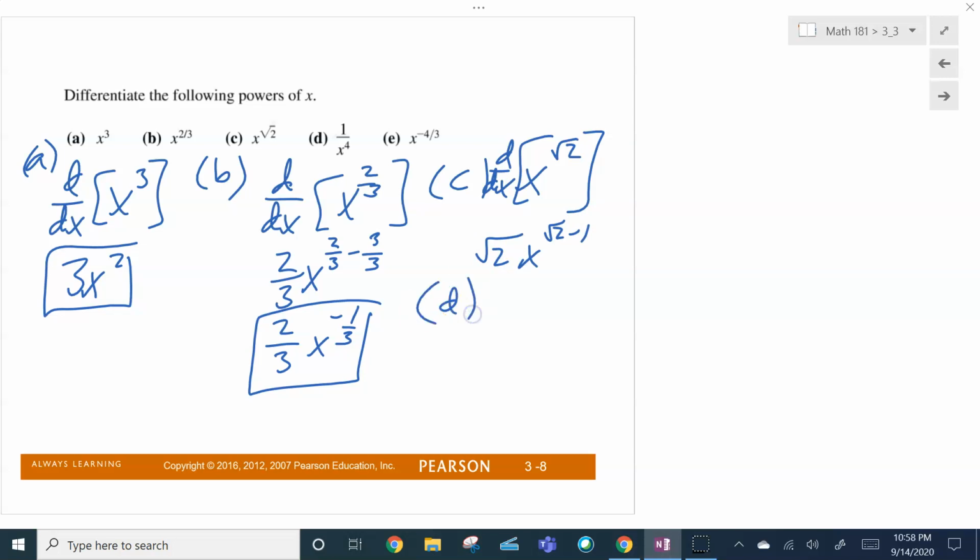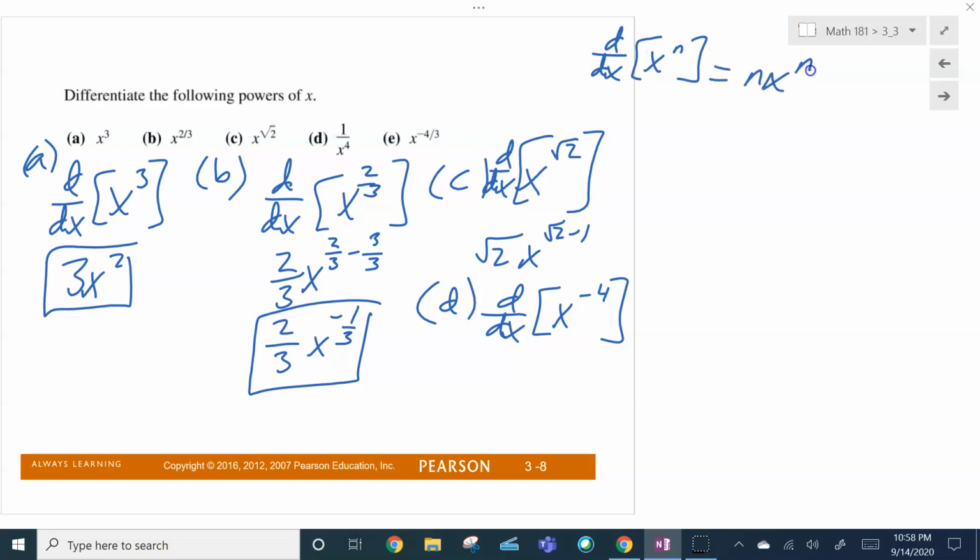D, 1 over x to the 4th. What I'm going to do before I do that is rewrite it as x to the negative 4. I have to have it in the form of x to the n before I run the rule. So instead of 1 over x to the 4th, I'm going to think about that as x to the negative 4. And then I'll run it. Negative 4, x to the negative 4 minus 1 is negative 5. So that's negative 4 over x to the 5th.